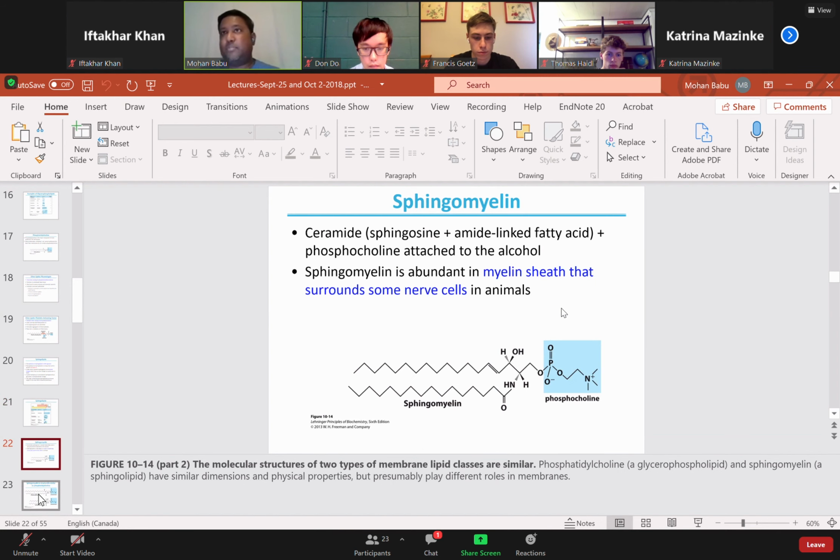So the sphingomyelins are the sphingolipids, and the phosphatidylcholines are the glycerophospholipids. They do have similar dimensions and physical properties, but they have different roles in the membranes. So this is one example where sphingomyelin is structurally similar to phosphatidylcholine. Here is one example to show two molecules that are structurally similar, yet have different functions. Just because they are similar in structure, it doesn't mean they have similar function.